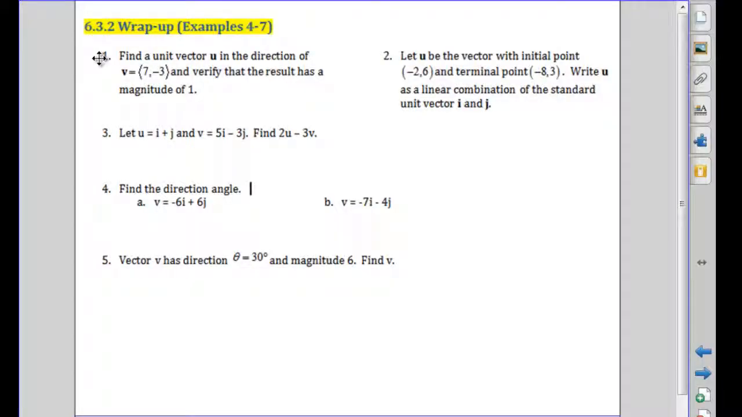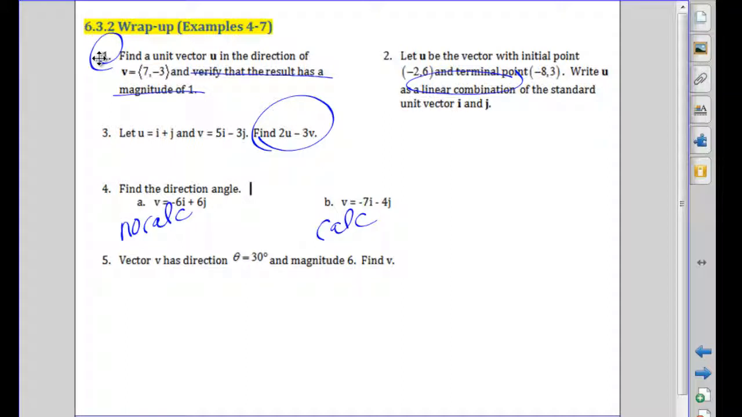All right, and go ahead and try the wrap up for examples 4 through 7 in your notes now. Number 1, you're just finding a unit vector. So take a look at example 4. Do make sure that you verify using the distance formula that it's got a magnitude of 1. Number 2, write it as a linear combination. So you're using i's and j's. Number 3, make sure you distribute in order to find 2u minus 3v. Number 4, you should not need a calculator for A. For B, you probably will need to use a calculator. Make sure you express those answers between 0 and 360 degrees.